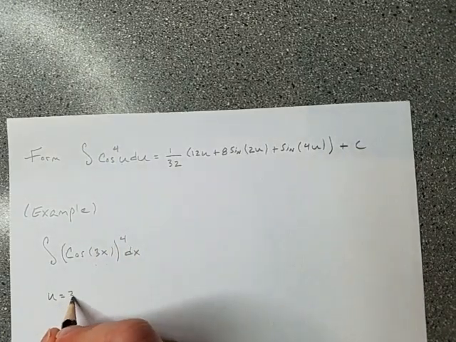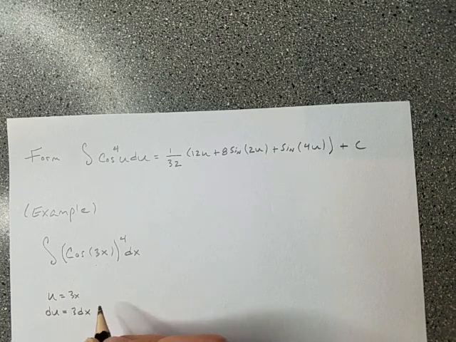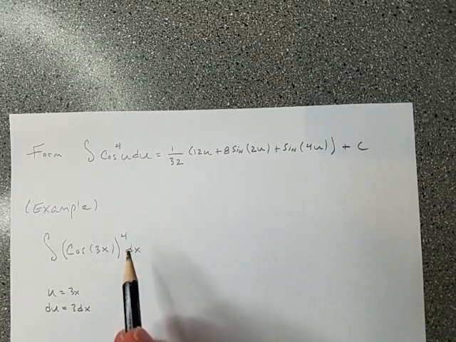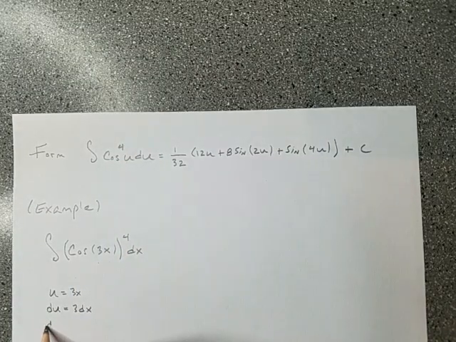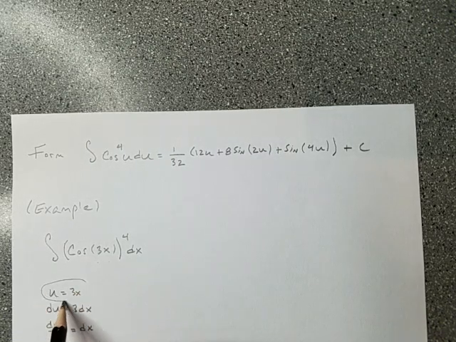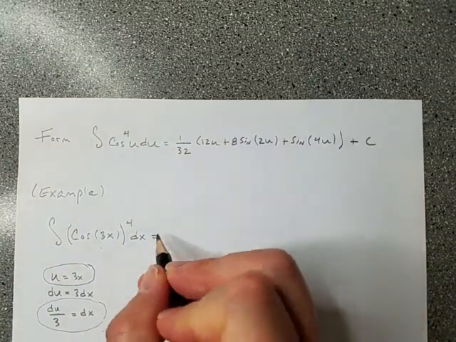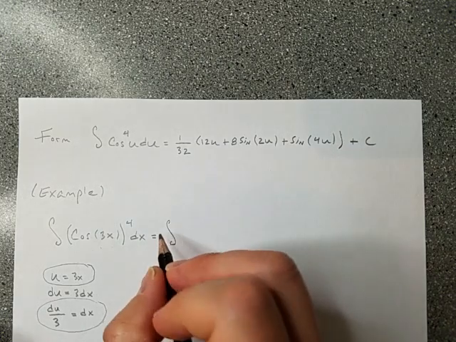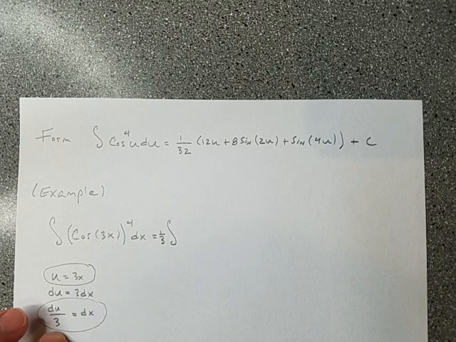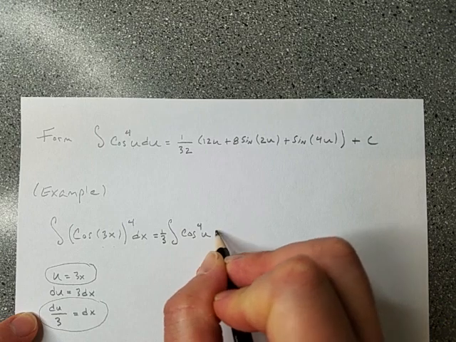So I'll say u is going to be 3x, and that would make du equal to 3 dx. And I would like to completely substitute this in terms of the variable u. So to substitute the dx, I'll say du over 3 is equal to dx. And that's always how we use u substitution, right? That's how we do it. So, okay, if I do that, I'm going to get 1/3, because of the du over 3, cosine 4th power u du.